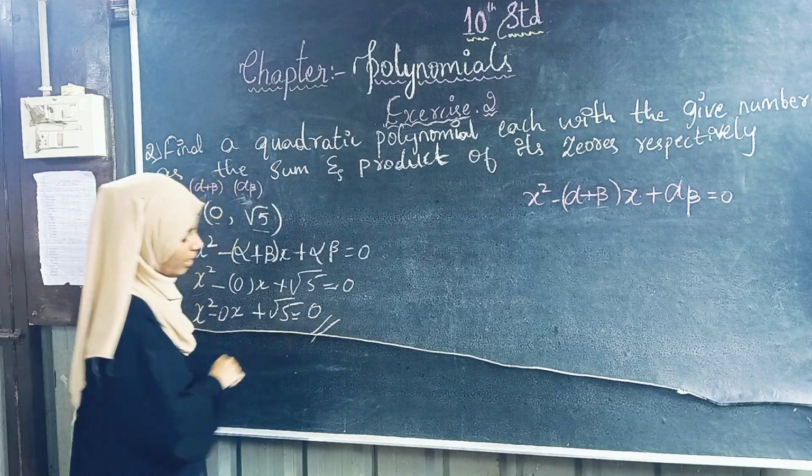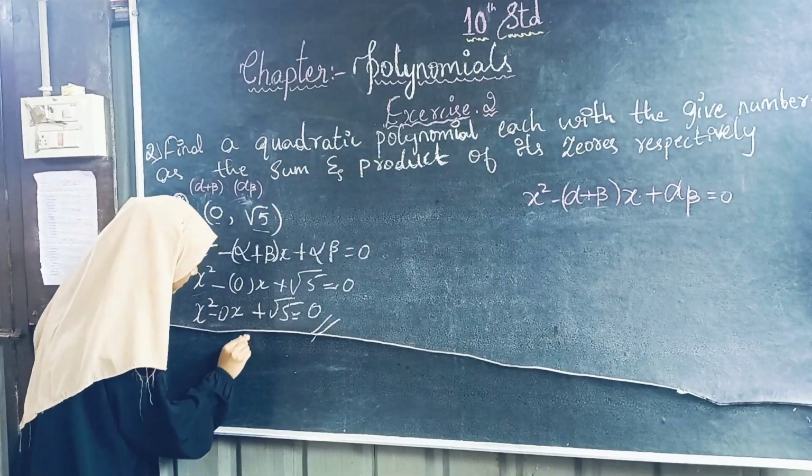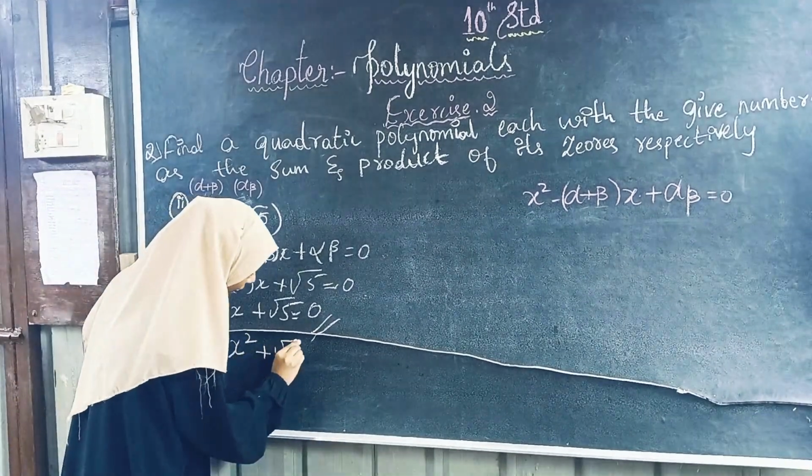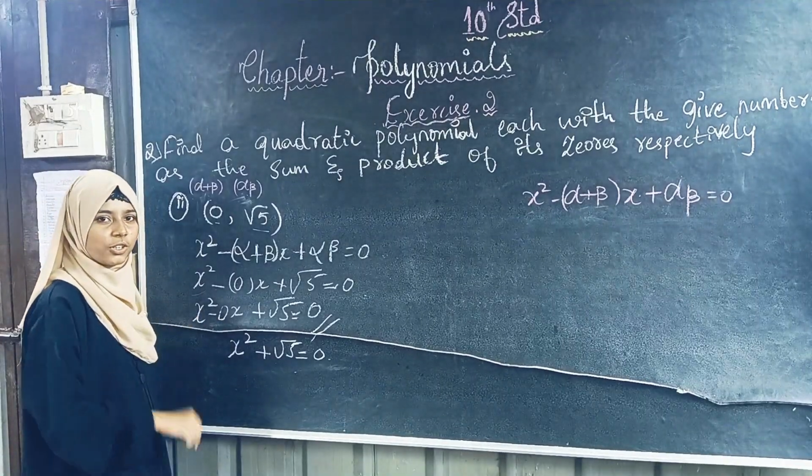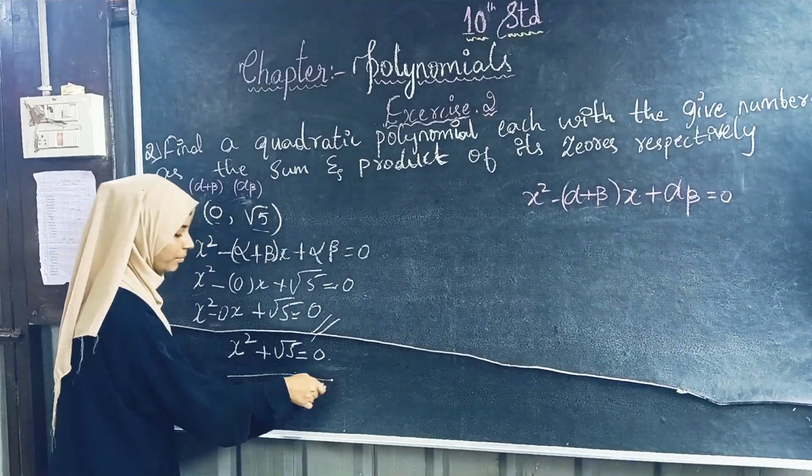This is our answer. We can write this as x square plus root 5, because there is no value for the x term, that's why we have written it in this form. This is our answer.